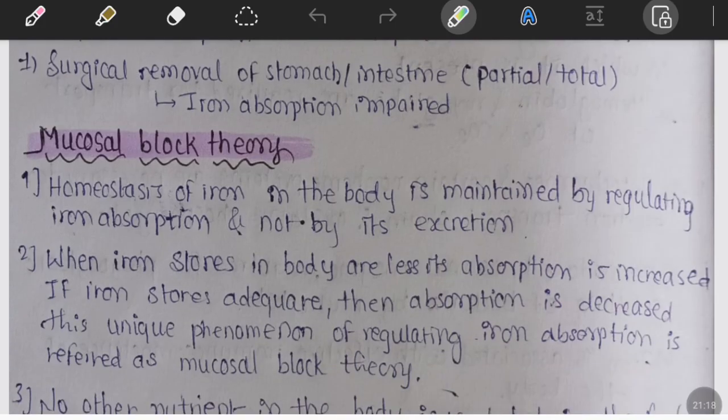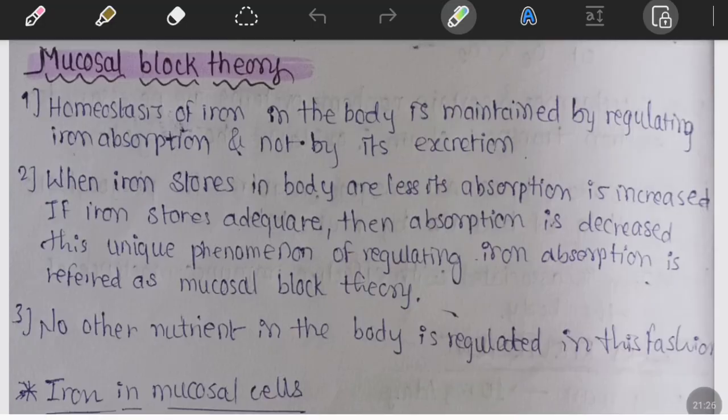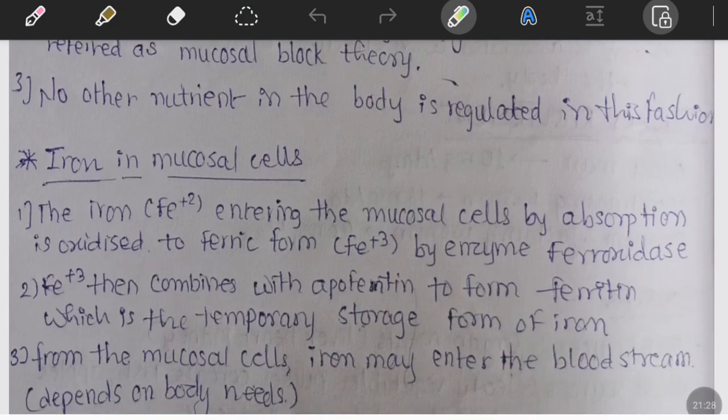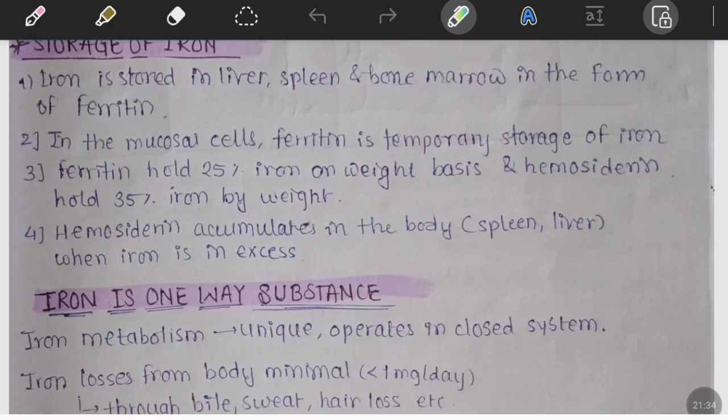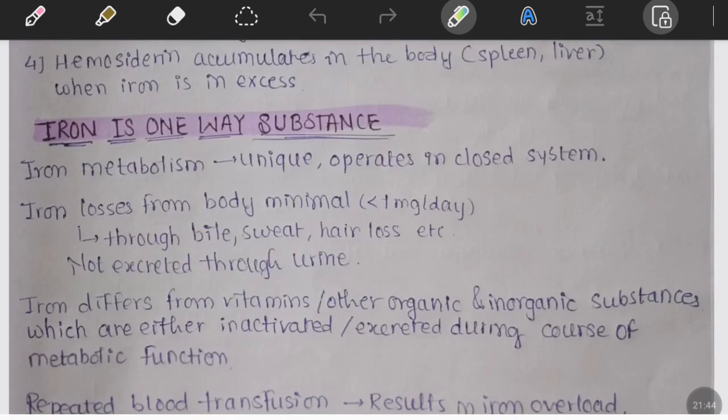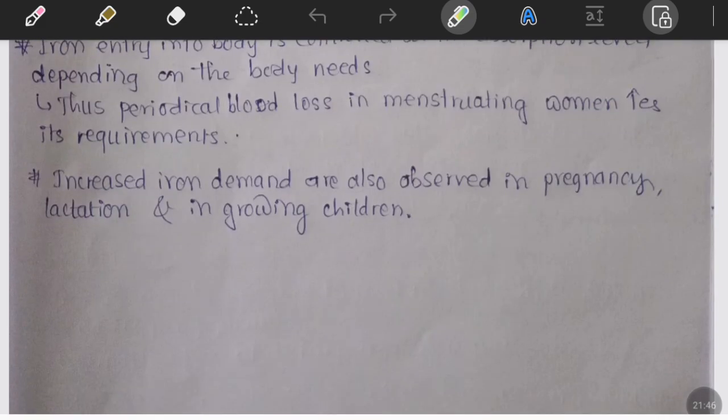Transport protein is transferrin. Storage protein is ferritin. Excess storage is hemosiderin, and iron deficiency causes microcytic hypochromic anemia. Iron overload disorders are hemosiderosis and hemochromatosis. And here we completed the iron topic.